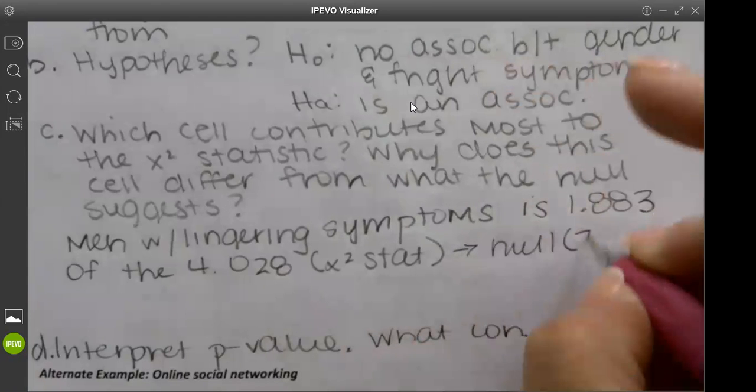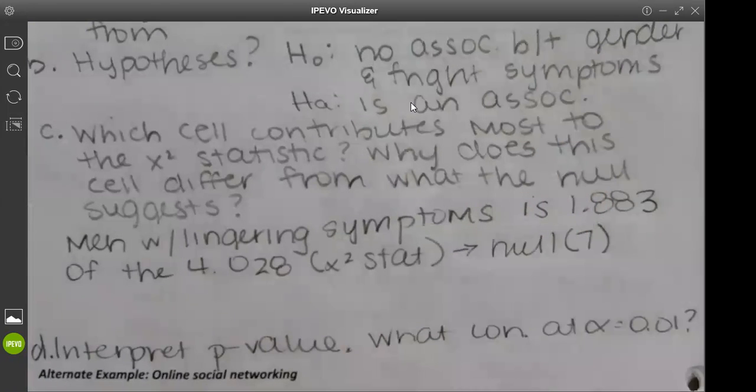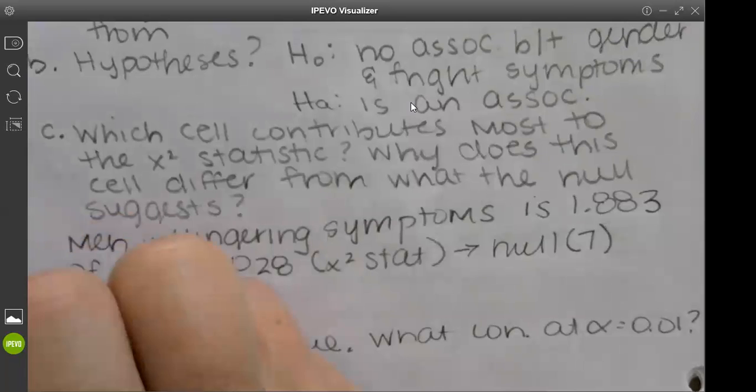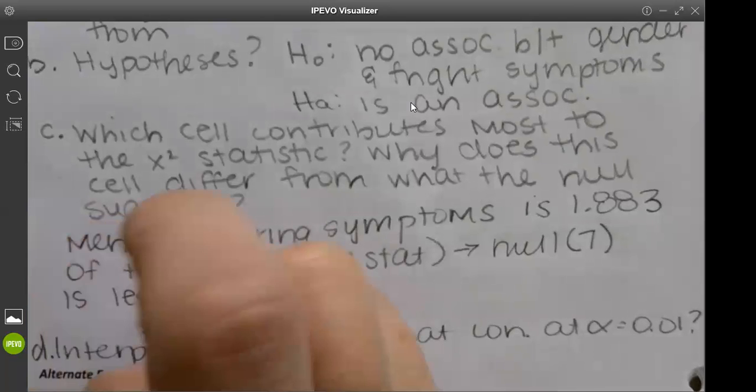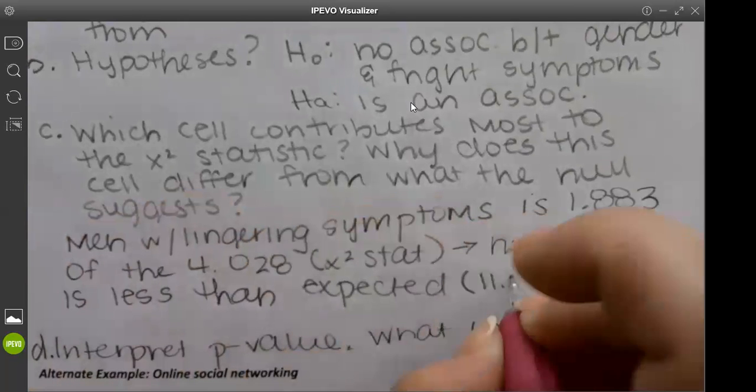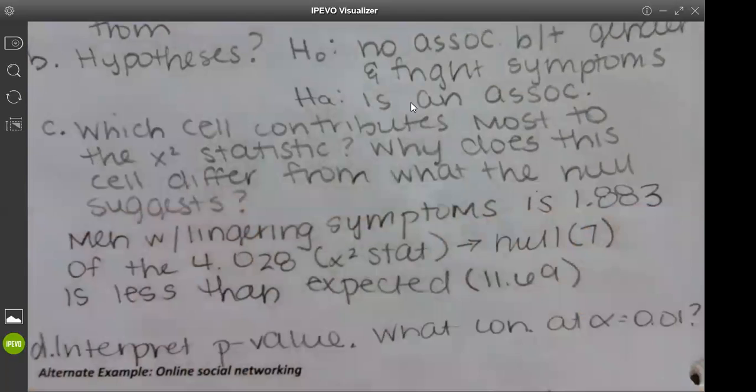The null, or 7. How does that compare to the expected? Don't make it complicated. Yeah, it's less than. And the expected was 11.69. And again, that came from your chart. I mean, you could find those expected values, but it was already on there.